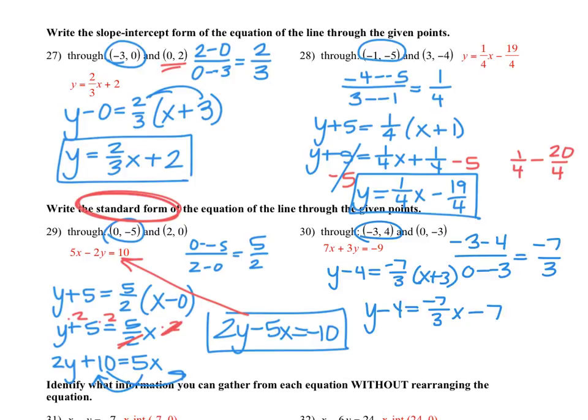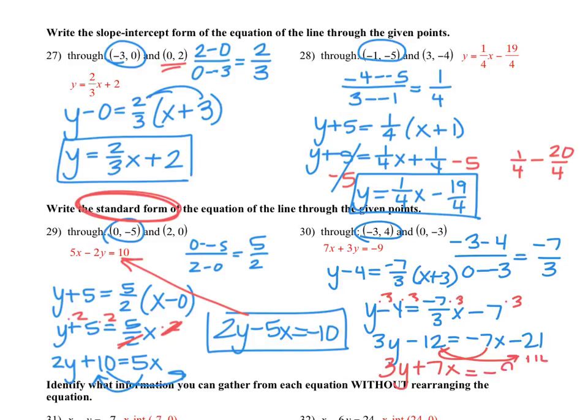I still need to get rid of my denominator, so I'll even have to take a step further, multiply everything by 3, because I have one more denominator left. So that's going to give me 3y minus 12 equals negative 7x minus 21. And then x and y on the same side. The only thing I have left to do for standard form. So I'm going to have 3y plus 7x when I move it over. And then to move the 12 over, I have to add 12, which is going to give me negative 9. All right.